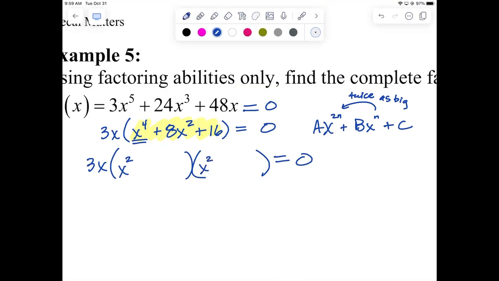So instead of putting an x in the first slot now, I put an x squared. And you can check, when you FOIL it out, what would x squared times x squared give you? X to the 4th. Now, when you multiply the product of the inner and outer, they're going to be x squared terms. So it's really the same idea.